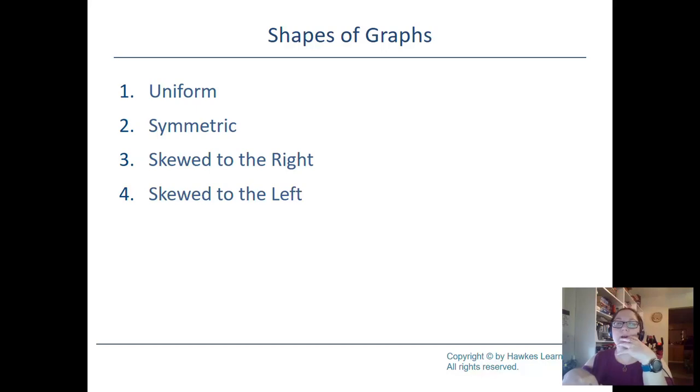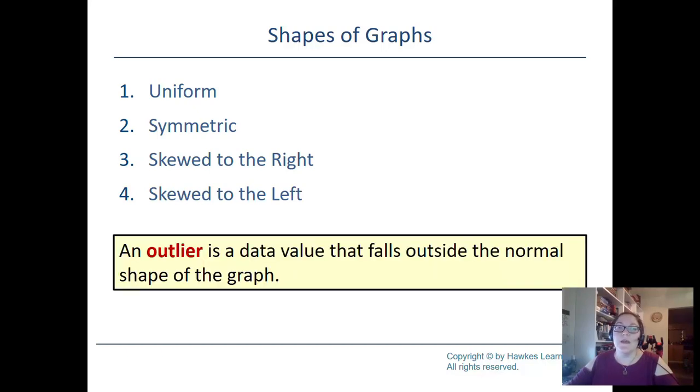Okay, shapes of graphs. These are things that we look for. Is the graph uniform? Is it symmetric? Is it skewed to the left? Or is it skewed to the right? The reason why we look at these shapes is they're a real good way of determining if something is possibly an outlier. An outlier is a data value that falls outside the normal shape of the graph. And we have 4 basic shapes that we're looking at.